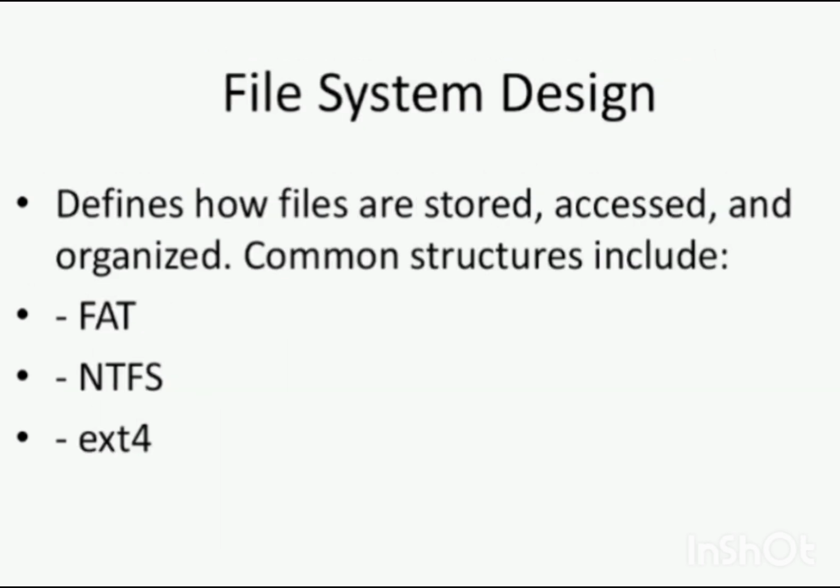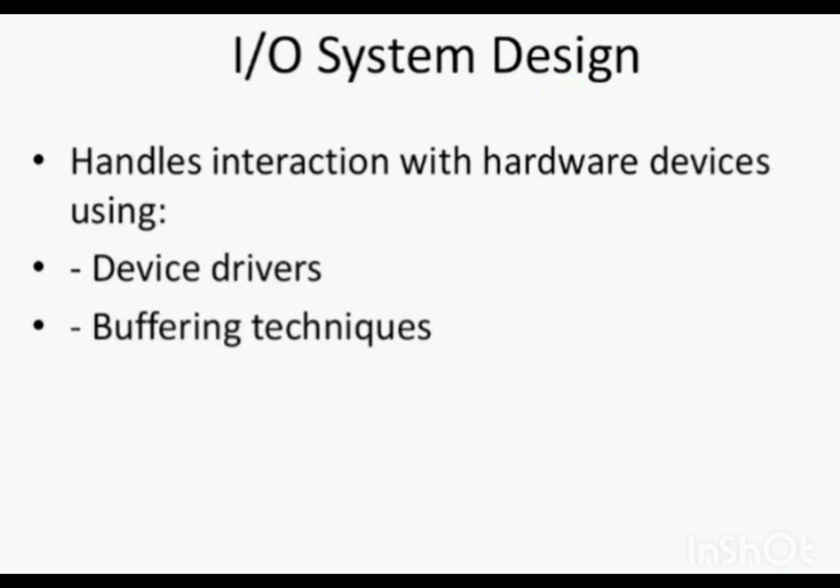Next, file system design. It defines how files are stored, accessed, and organized. Common systems like FAT, NTFS, ext4. Next, input and output system design. It handles the interactions with hardware devices using device drivers and buffering techniques.